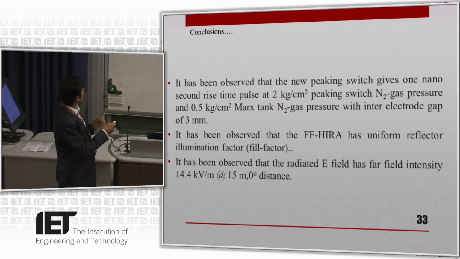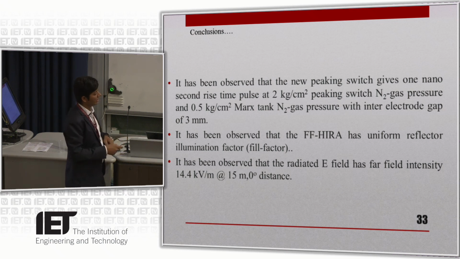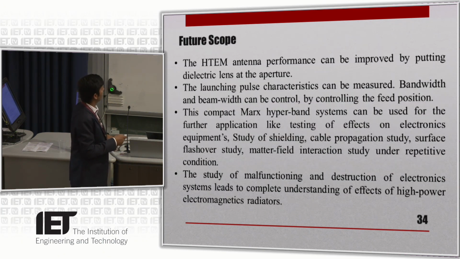Also, these are some important results obtained from our system: 14.4 kilovolt per meter electric field intensity at 15 meter distance. So this is one of the good radiators I can say, but it's not comparable with the JOLT system, because JOLT has a very low rise time, and that system is operating at a very high intensity of pulse. So I would like to perform some future scope applications so that this TEM antenna performance can be improved by putting a dielectric lens at the aperture. So the dielectric lens is important.